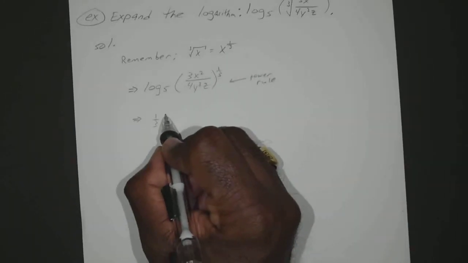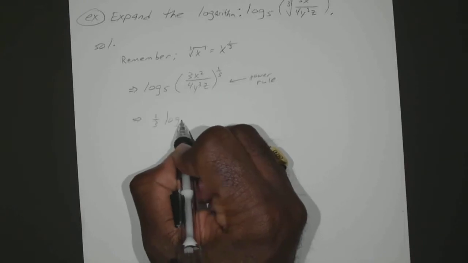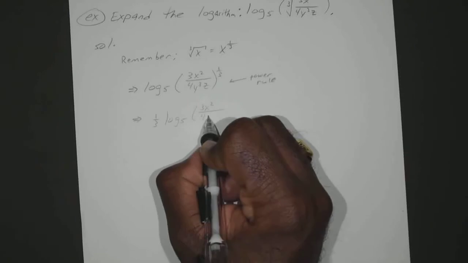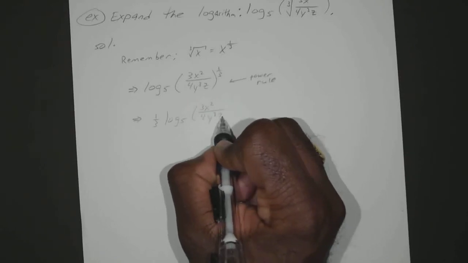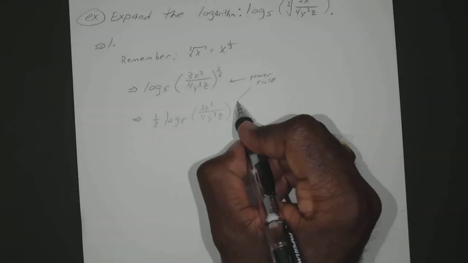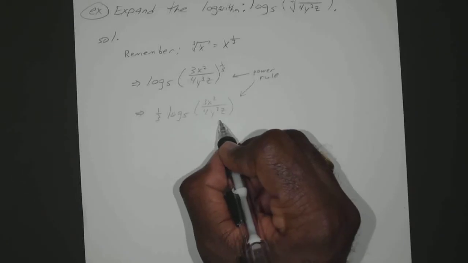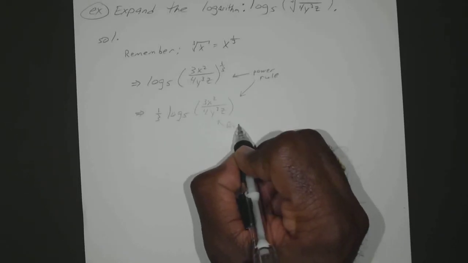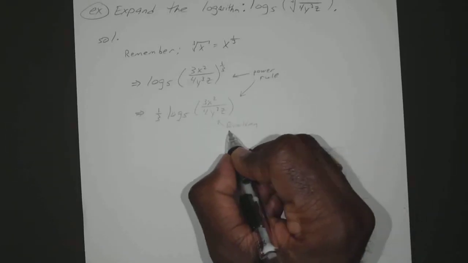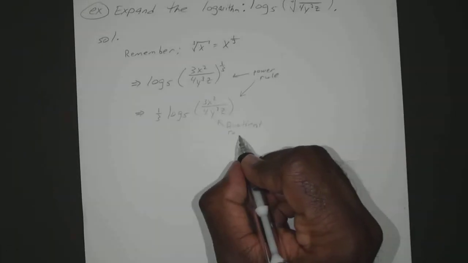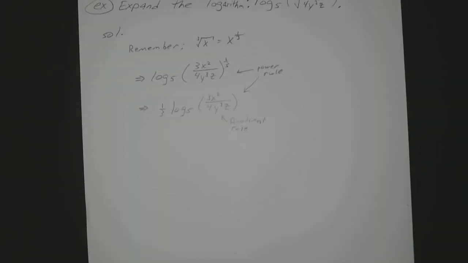So we have 1/3 times log base 5 of 3x squared over 4y to the 3rd times z. Okay. So now that we got rid of our root symbol, we see we have division. So we know that's the quotient rule. Okay, that's our quotient rule there.